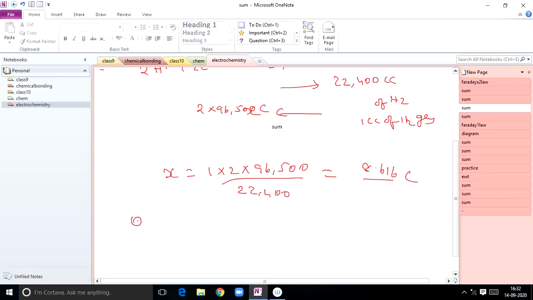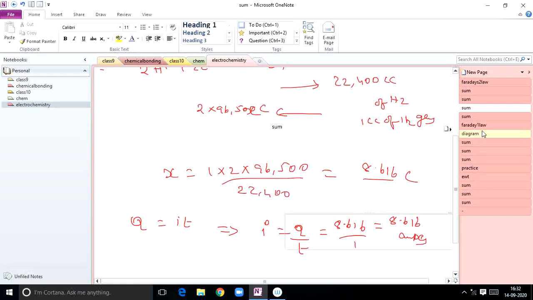Next, Q is equal to IT. From this, I is equal to Q by T. What is the Q value? 8.616 by time 1 second, per second is asked, so that is equal to 8.616 amperes. Very easy bit.